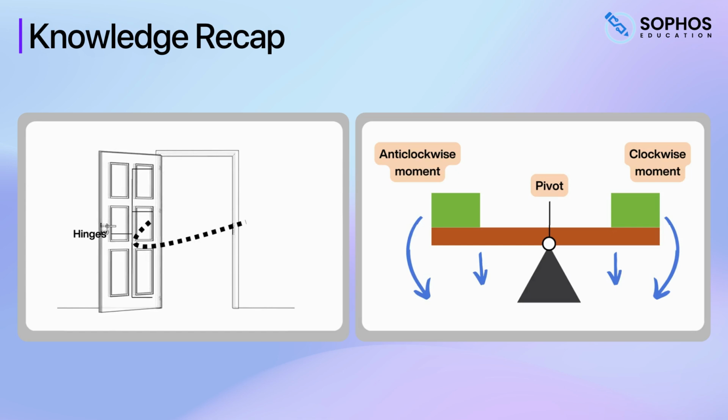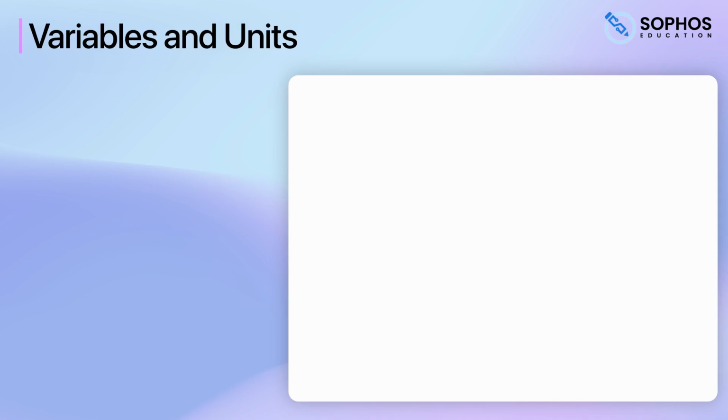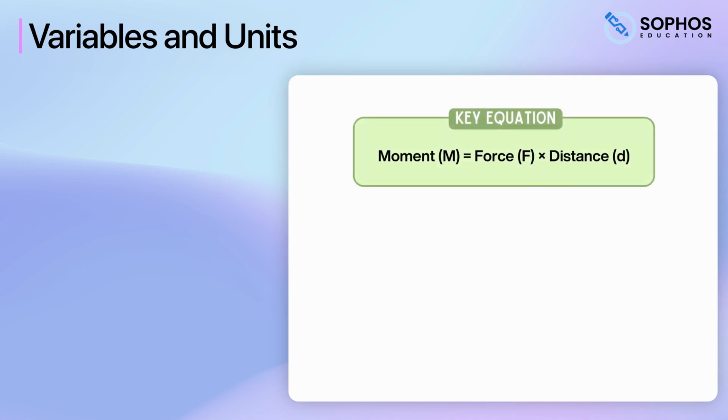Let's get started. The moment of a force is calculated using a simple yet crucial formula. The formula is moment equals force times distance. Let's now spend some time understanding the variables and units involved in this equation.